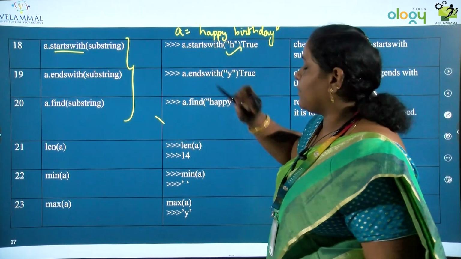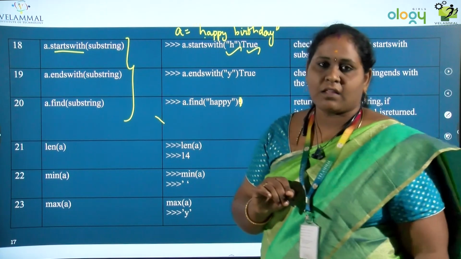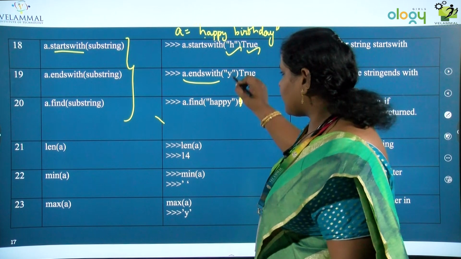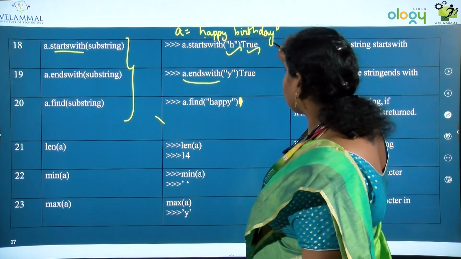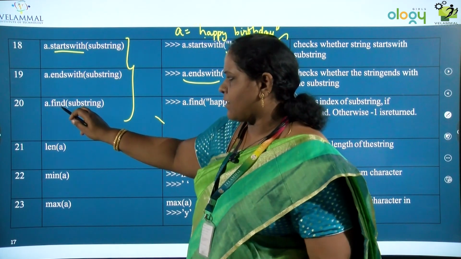Your string is going to start with the substring H, so it is going to be true. Next is whether it ends with the substring Y. So this also is going to be correct, and you got the answer here. I'm just going to use the method find over here.